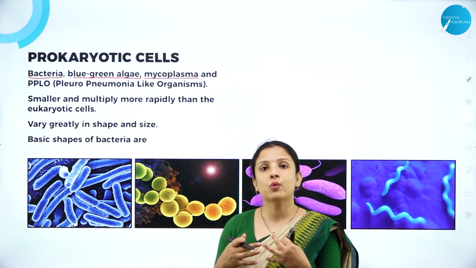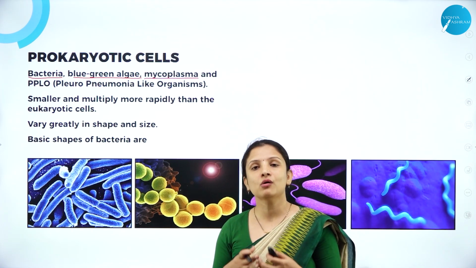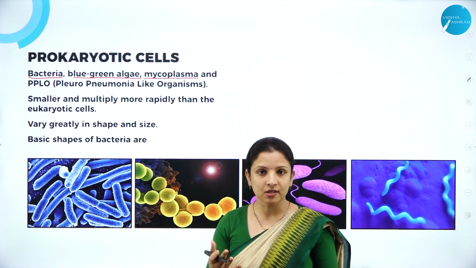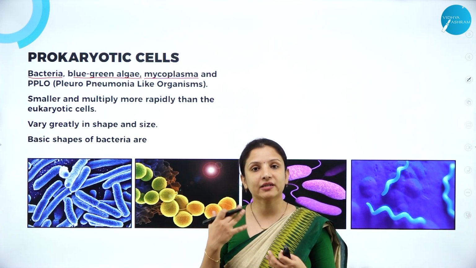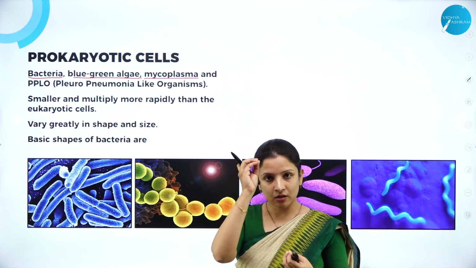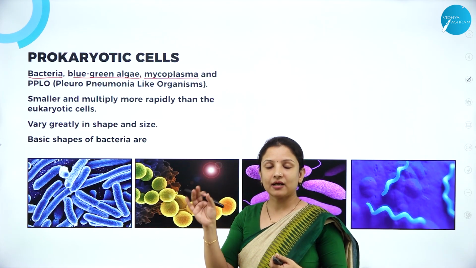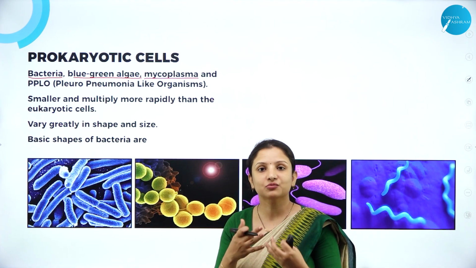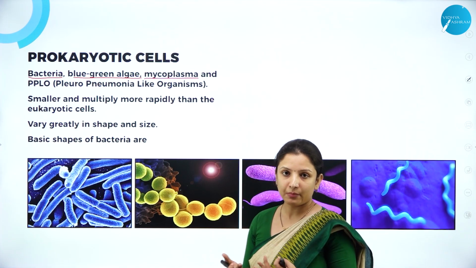Their reproduction is very fast because they undergo the asexual method of reproduction, which is usually by fission. So bacteria, for example, have binary fission, wherein the bacterium divides into two daughter bacteria, and those bacteria again multiply. Therefore their multiplication rate is very, very fast. Within minutes they can multiply.